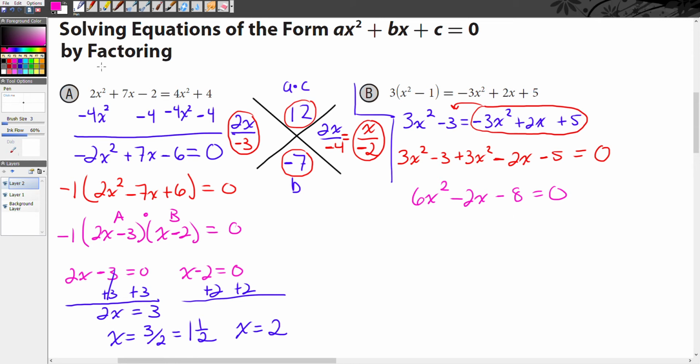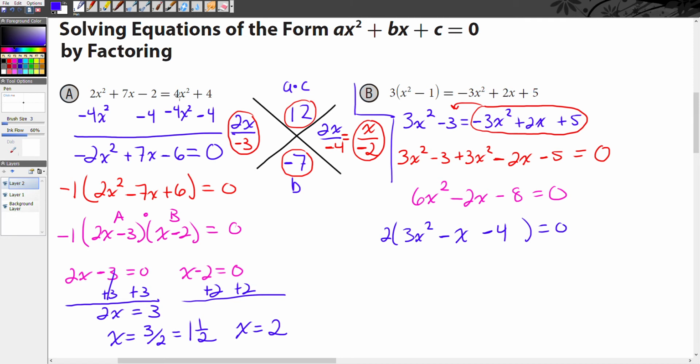Well, if I look at all three of these terms, they're all even, 6, negative 2, and negative 8, which means I can factor a 2 out of all of these terms. So I'm going to divide everything by 2. So 6x squared divided by 2, that's 3x squared. Negative 2x divided by 2, that's negative 1x. And negative 8 divided by 2, that's negative 4. That equals 0.